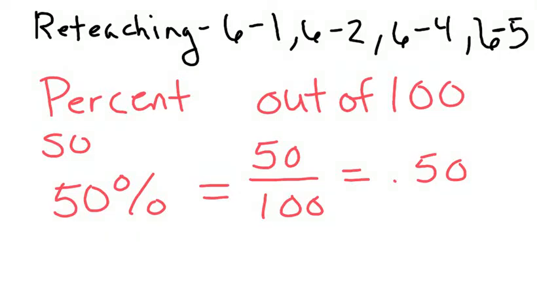Okay, let's remember what we've learned this week about percent. First of all, percent means out of 100. So 50% is equal to 50 over 100, or 0.50.